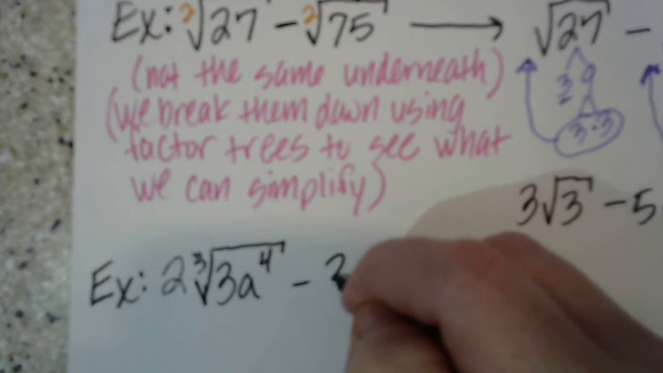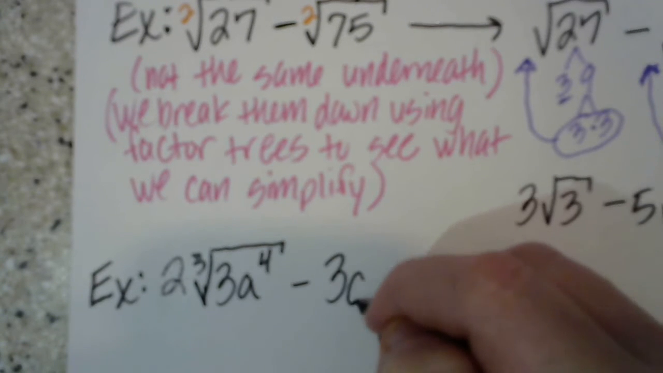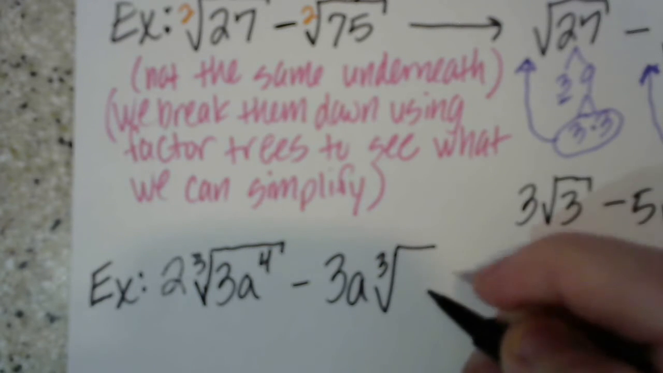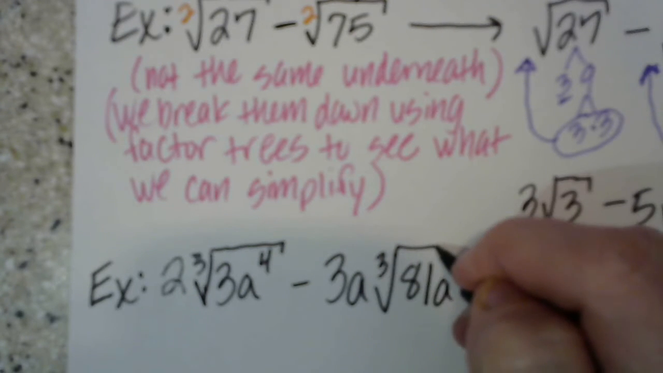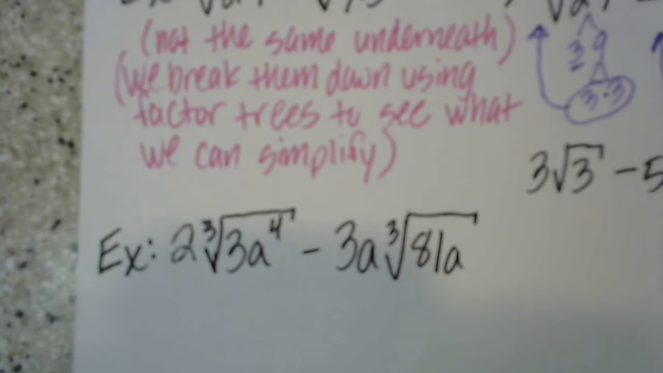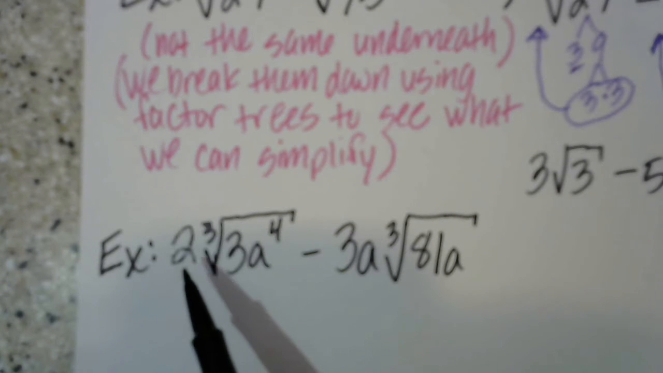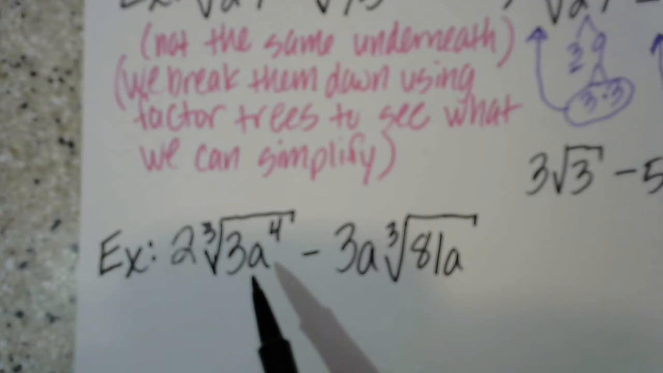Minus 3a outside of a cube root of 81a underneath the root. So this is a little more complicated. Guys, 2 is already on the outside, so I'm not really worried about that. I'm worried about anything on the inside that I can do.